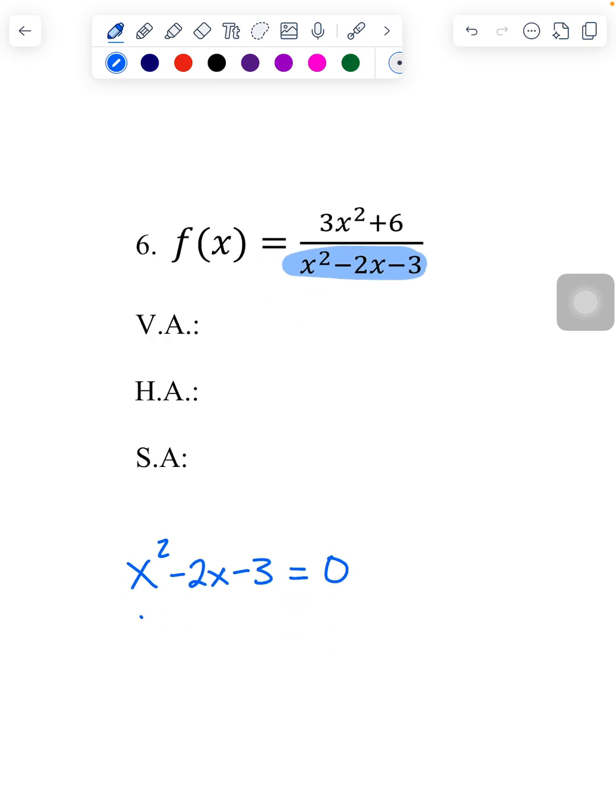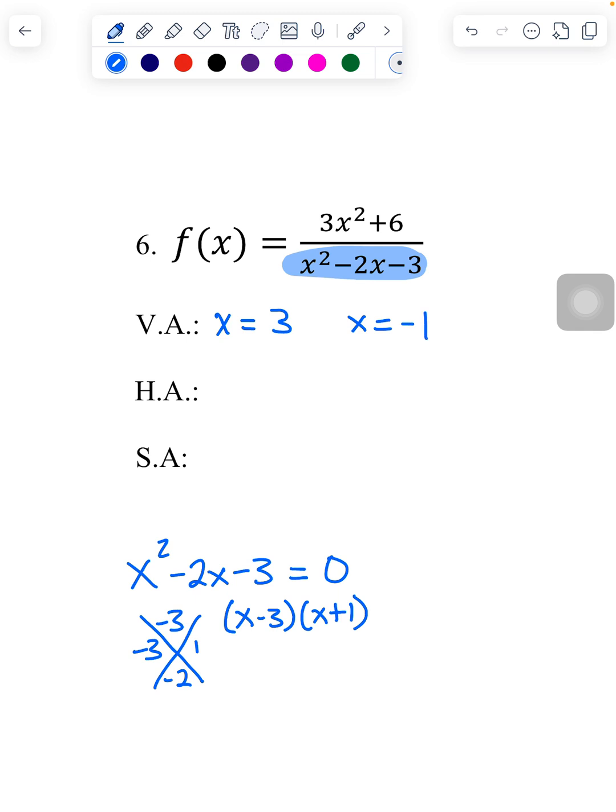And then I'm going to factor that. So I'm going to use my big X method that I usually use: -3, -2. Multiply to -3, add to -2: -3, +1. So then my quadratic becomes x minus 3 multiplied by x plus 1. So that means my vertical asymptotes will happen at x equals +3 and x equals -1.